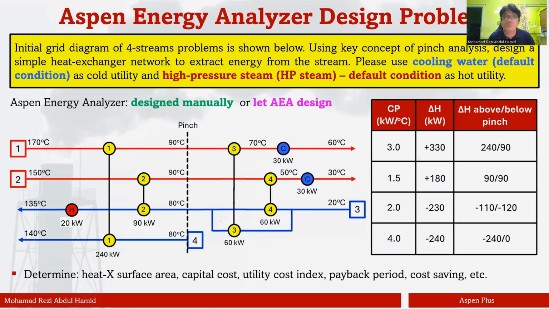The second feature is that Aspen Energy Analyzer has its own algorithm. I'm not going to go into detail, but basically this algorithm allows the software to propose more than 1, 2, 3, even more than 10 designs based on whatever cold and hot streams you provide.